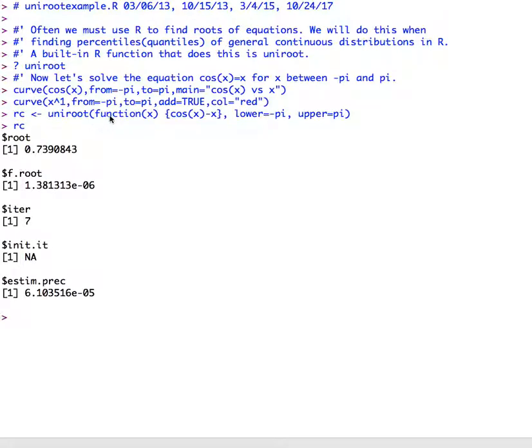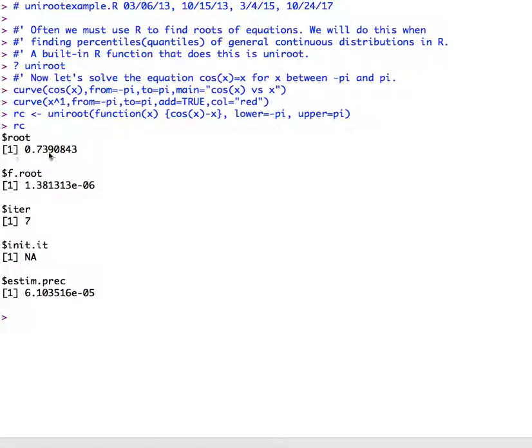Here it is, uniroot. The first argument has to be a function. It can be user-defined, as we're doing here, or it can be built in, or it could be user-defined outside of the uniroot function. In this case, we're defining it on the fly, with a lower limit and an upper limit. Basically, we're looking for a root of this equation somewhere between minus pi and pi. And lo and behold, we got an answer. What's somewhat common in R for a lot of functions is it did not actually give us a number back. It gave us an R list.